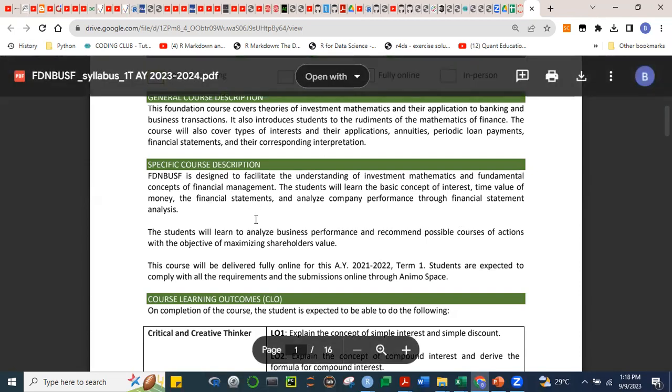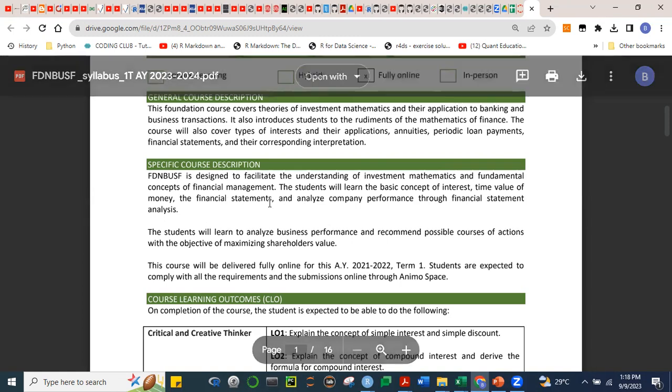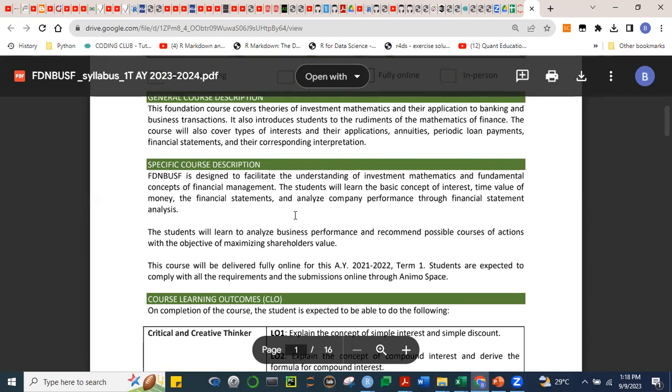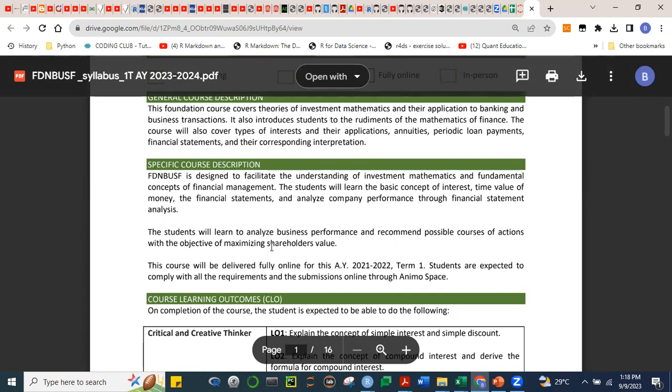Also, we're going to look at the fundamentals of financial statements, and then we're going to analyze the financial performance. Of course, you'll have other subjects like accounting. All business students have accounting as their subject, where you will go into the preparation of financial statements. Here, we will be assuming that we have some knowledge of financial statements, and the objective here is for us to understand and appreciate what the financial statements tell us. The students will learn to analyze business performance, as I mentioned a while ago, and recommend possible courses of action with the objective of maximizing shareholder value.